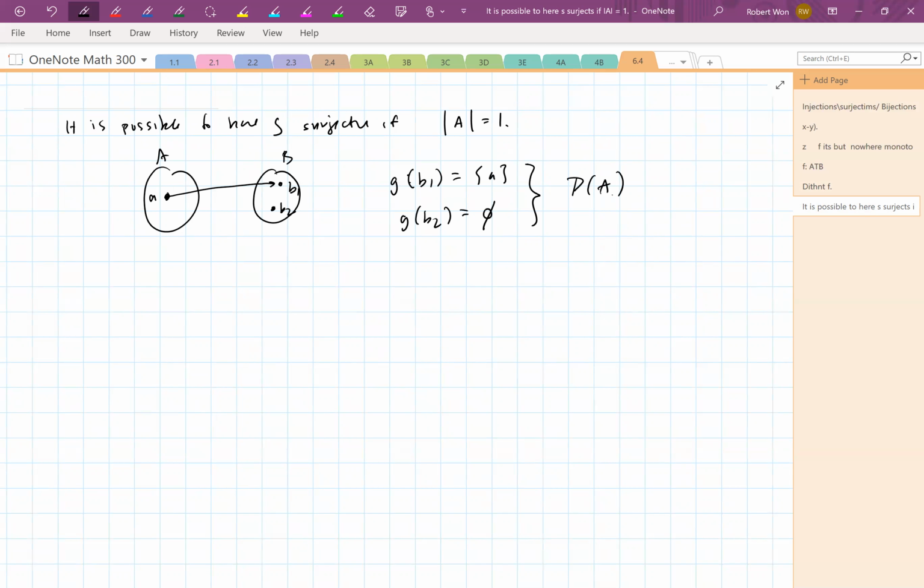But this is the only time that the power set consists of a partition of A. So you could say that G is surjective if and only if the size of A equals 1 and the size of B is bigger than 1. It turns out that this is an if and only if.